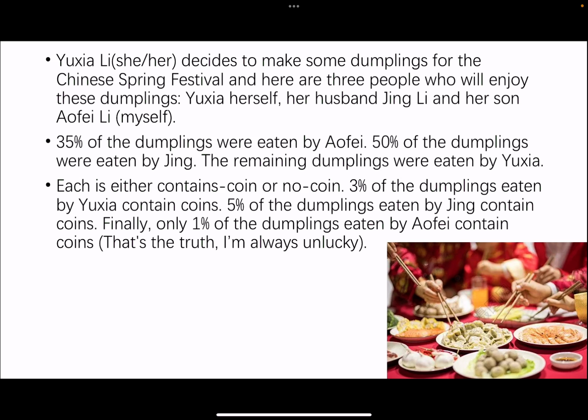Just like the right bottom image, in the north area of China, dumpling is always a dish that must be had during Spring Festival. I think it's like the turkey on Thanksgiving Day in America. Everyone will enjoy this dish at that time.